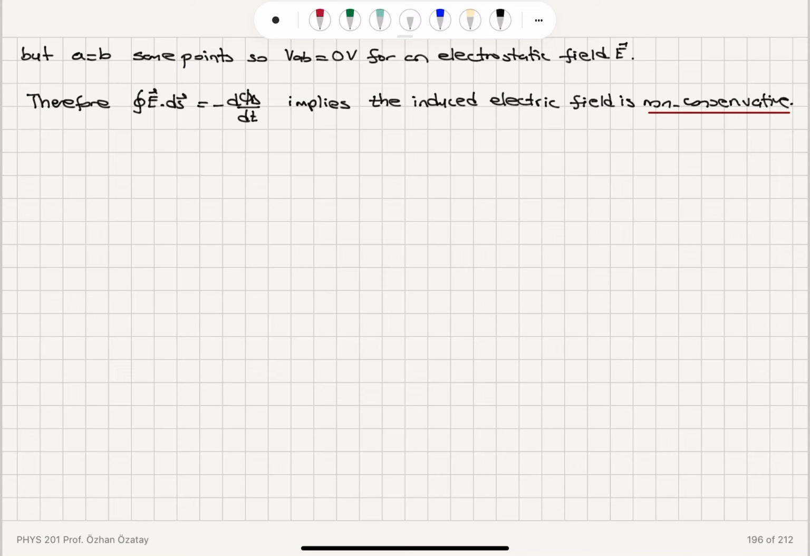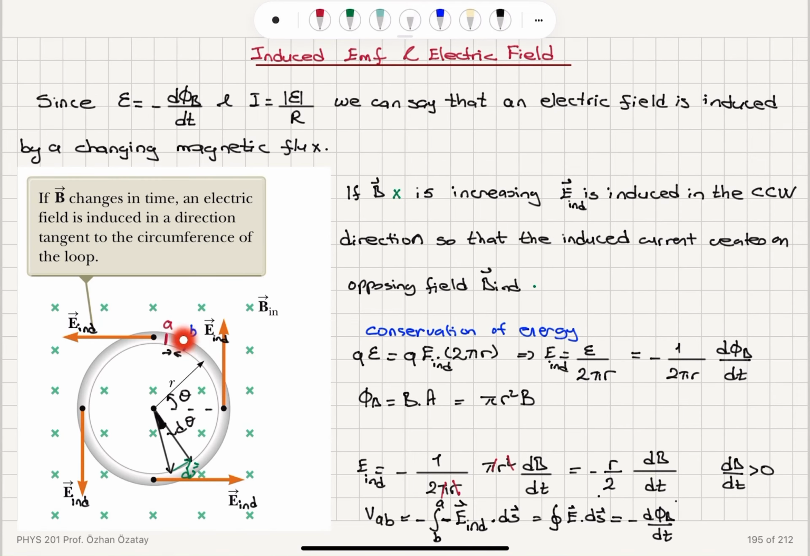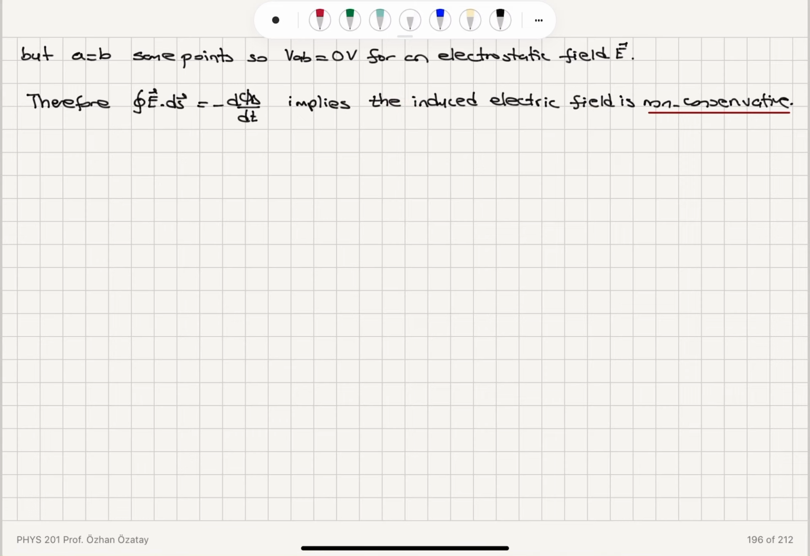So remember that for conservative forces, we should have the force derivable from a potential energy, and it should have the work done by that force independent of the path taken. Now, the work done by the electrical force, Q E induced dot ds, depends on the path taken between A and B. Therefore, it is a non-conservative force. Therefore, the force that depends on this induced electric field is non-conservative.